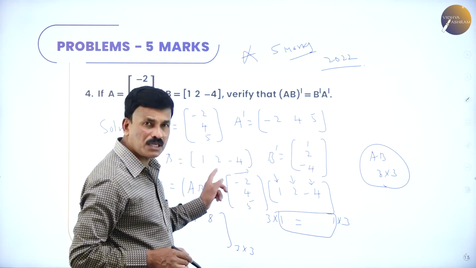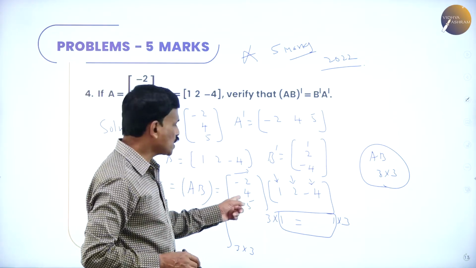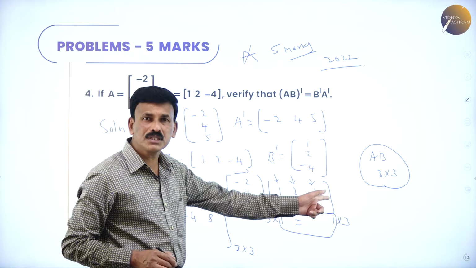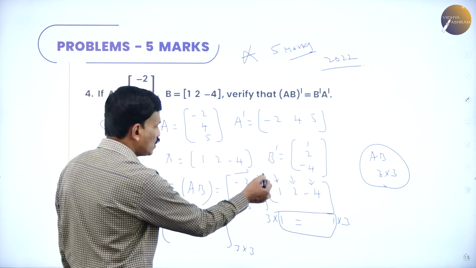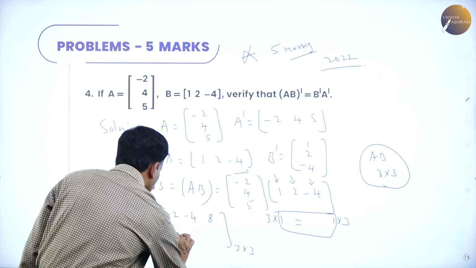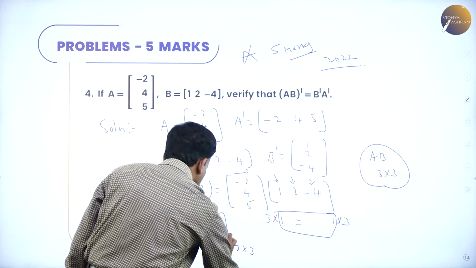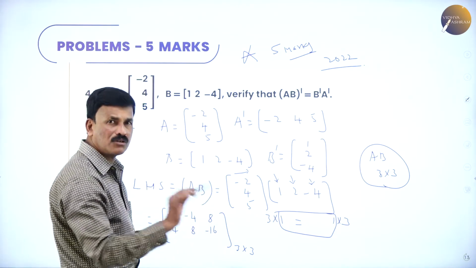Because we are multiplying the first row with the first column, second column and third column. Similarly, second row, first column, second column and third column. Second row, 4. First column, 1. Second column, 2. Third column, minus 4. 4 1s are 4. Finished. 4 2s are 8. Finished. Minus 4 4s are minus 16. That's it. Second row, first column, second column, third column.